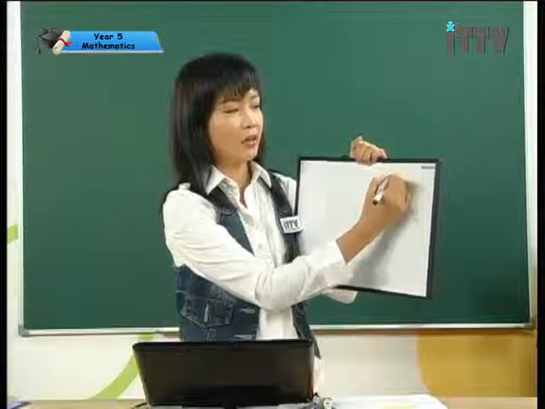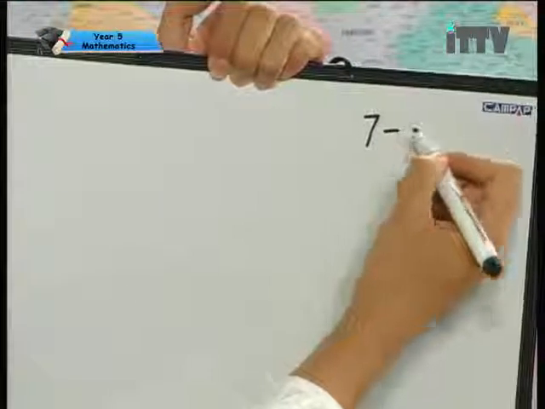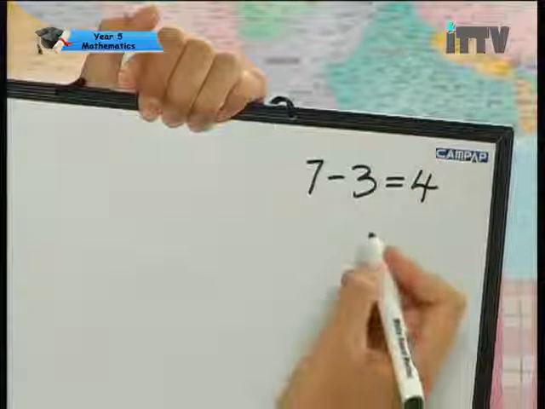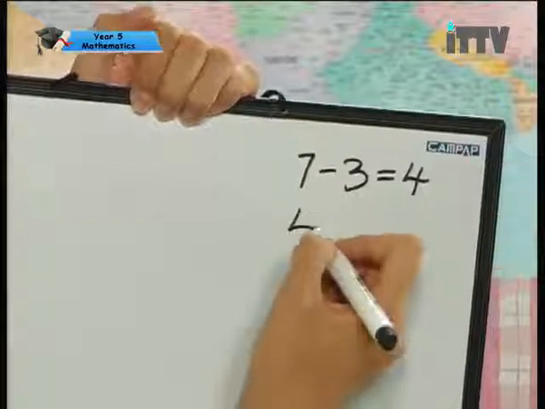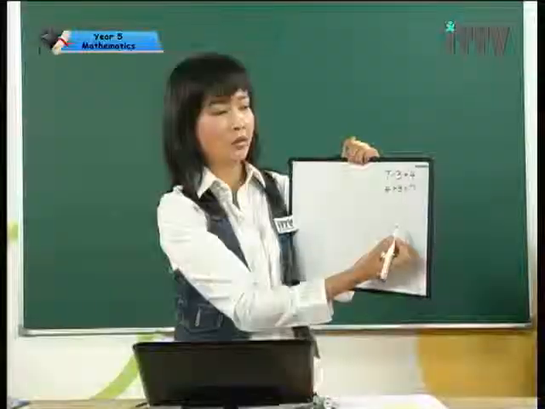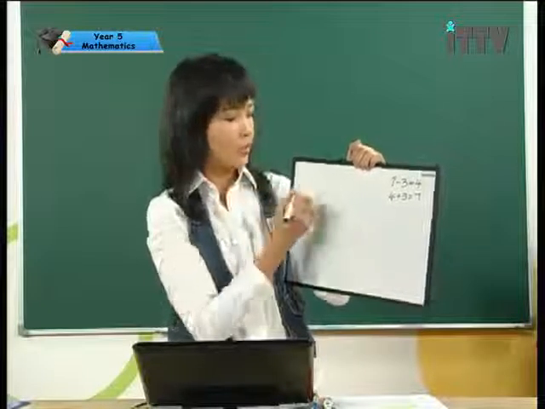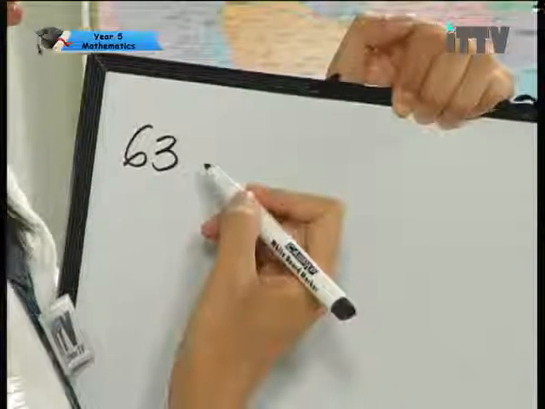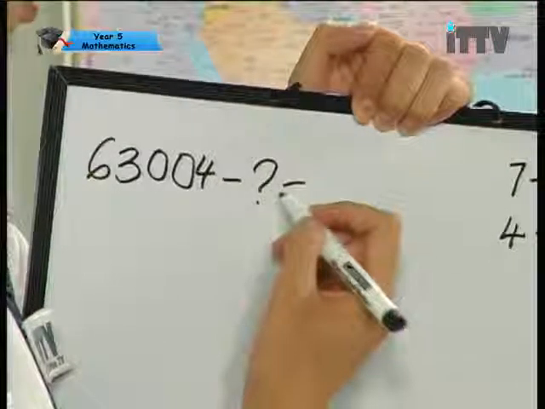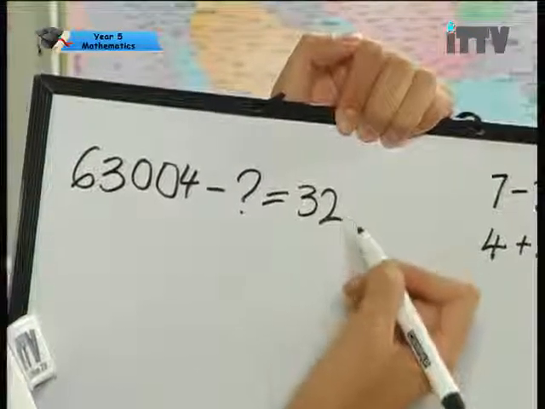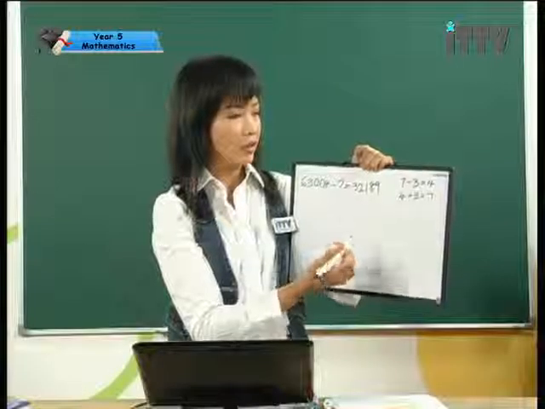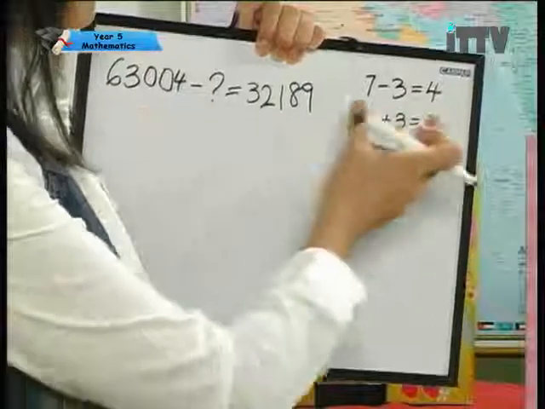Let's say 7 minus 3 gives us 4. In the inverse form of addition, we put 4 plus 3 equals 7. Now here's the question. 63,004 minus blank equals 32,189. Now can you see the similarity and compare it to this one over here?